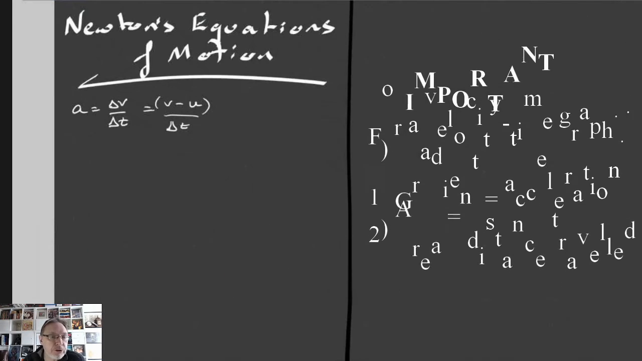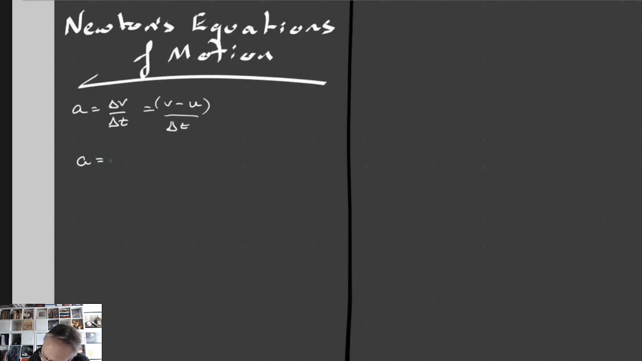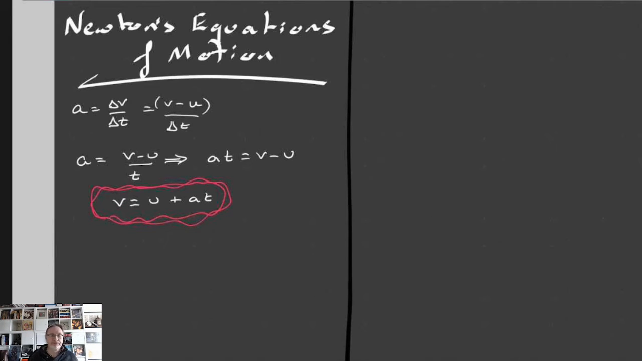The first thing I'm going to do is take this equation and make the delta t a t, on the assumption we start at time t equals 0. So a is v minus u all over t. At is v minus u. So I end up with v equals u plus at. This is one of Newton's equations of motion. Note that we're using 4 of the letters from SUVAT. There is no s in this particular one, but the others are there.